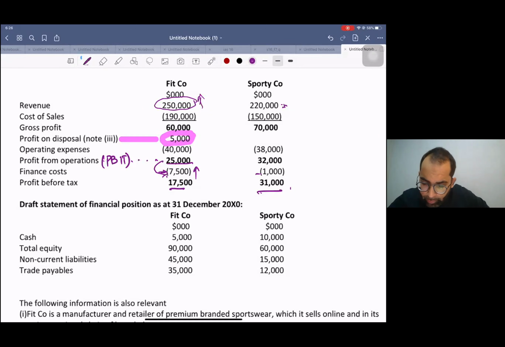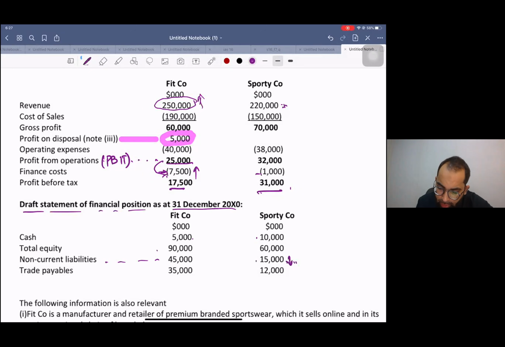But now, this is the draft statement of financial position. See, they have not given you the complete balance sheet, the complete SOFP. They have just given you some pieces, the extract. Now cash is 5,000, here 10,000. Equity, non-current liabilities. See, their non-current liabilities are lower, right?